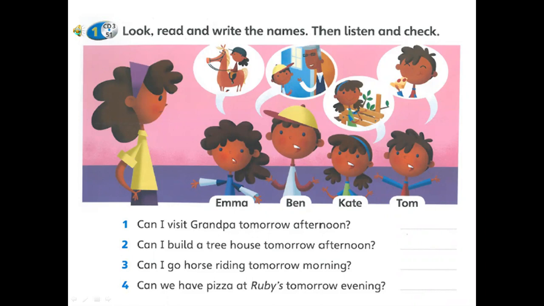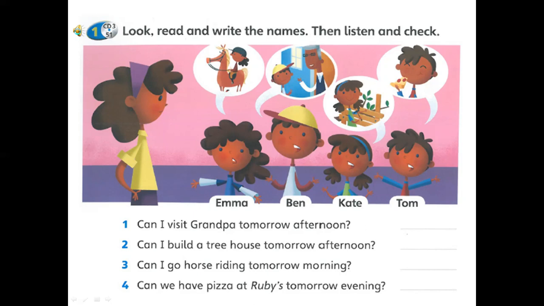Students' book, page 107. 1. Look, read, and write the names. Then listen and check. Ben, what would you like to do tomorrow? Can we visit Grandpa in the afternoon? Fine. Kate, what about you? What would you like to do? Can I build a treehouse tomorrow afternoon? Yes, I can help you. Emma, what would you like to do? Can I go horse riding tomorrow morning? Well, okay. Tom, what would you like to do? Can we have pizza at Ruby's tomorrow evening? Tomorrow is Tuesday. We can go and have pizza on Wednesday, okay? Yes, great.